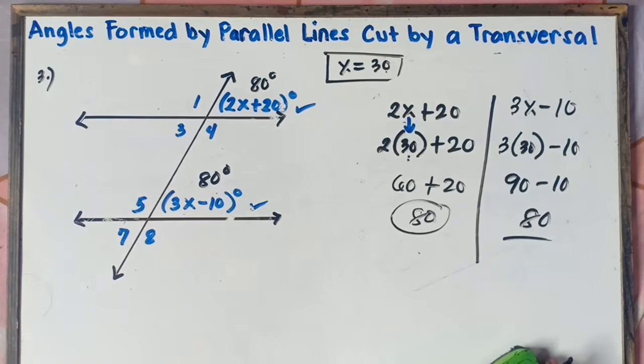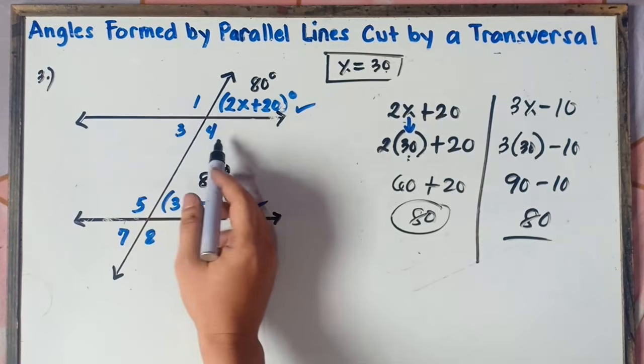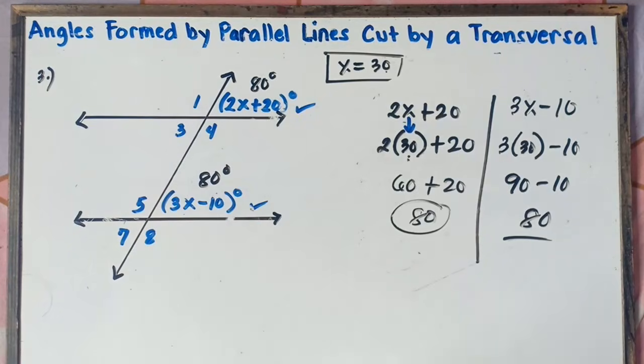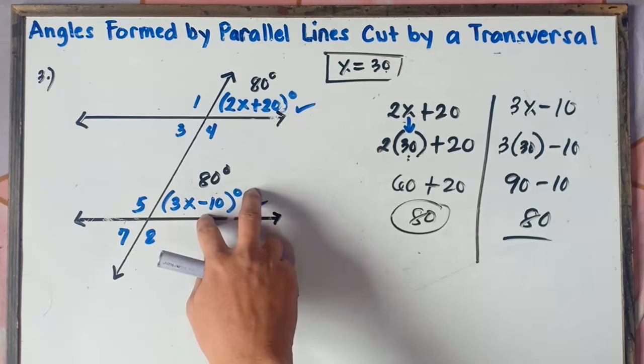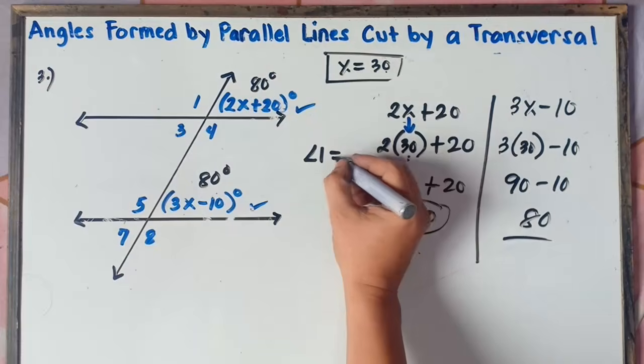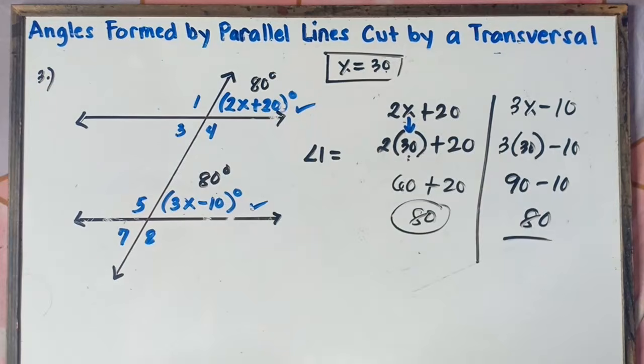Alright, so we're all set. So let's find all angles. Let's find angle 1, angle 3, angle 4, 5, 7, and then 8. So once again, this angle right here will be 80 degrees. This is also 80 degrees. What will be the measure of angle 1, class?